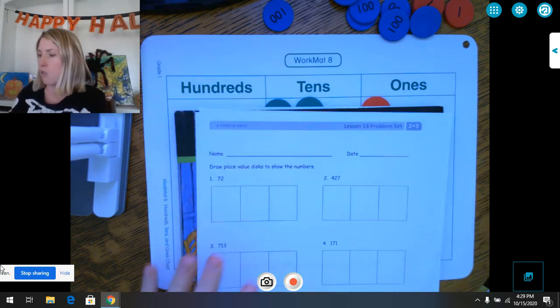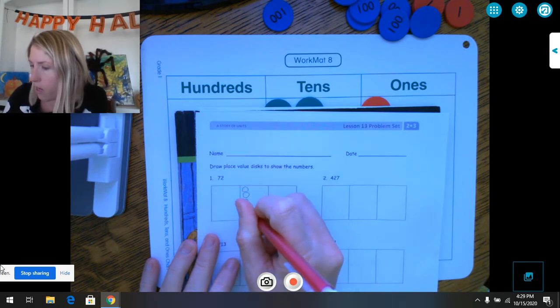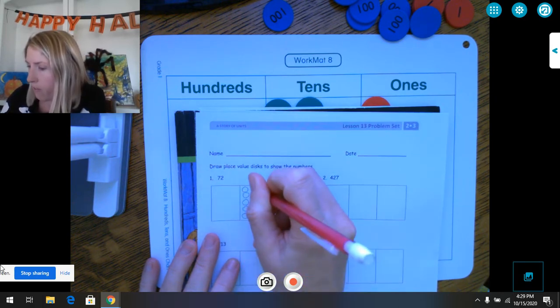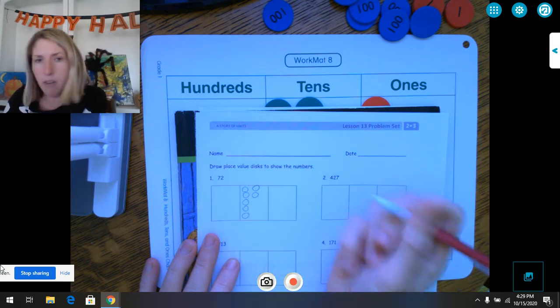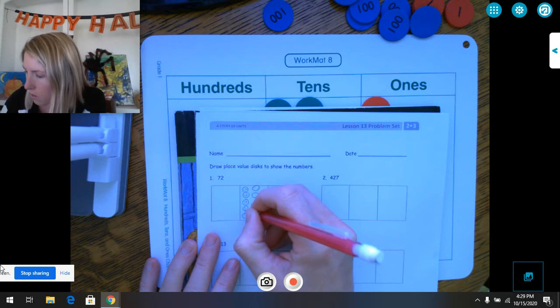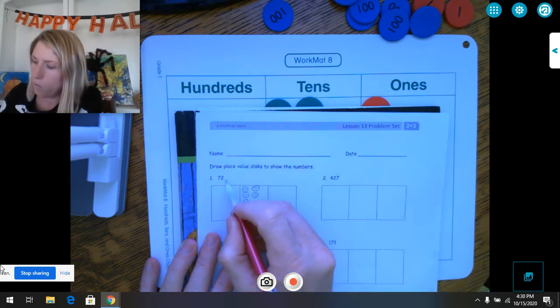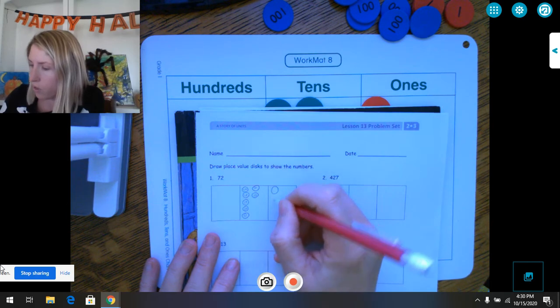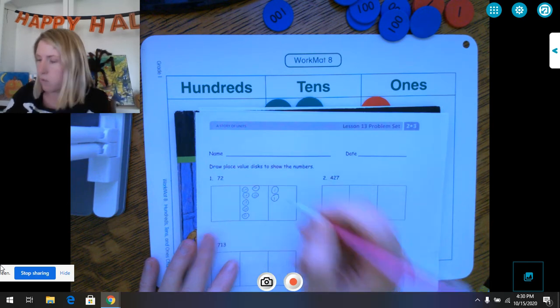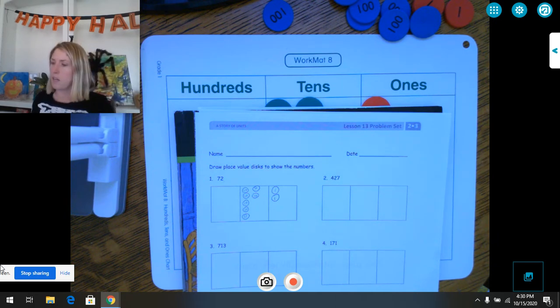So we're going to be drawing 1, 2, 3, 4, 5, 6, 7. Okay, we're going to put tens on those. And then 2 ones for 72. So we're going to draw 2 ones circles. Okay, and that's it for number 1. Let's look at number 2.